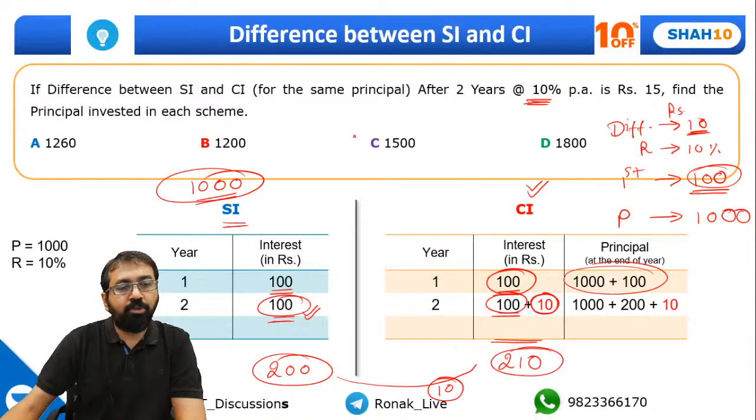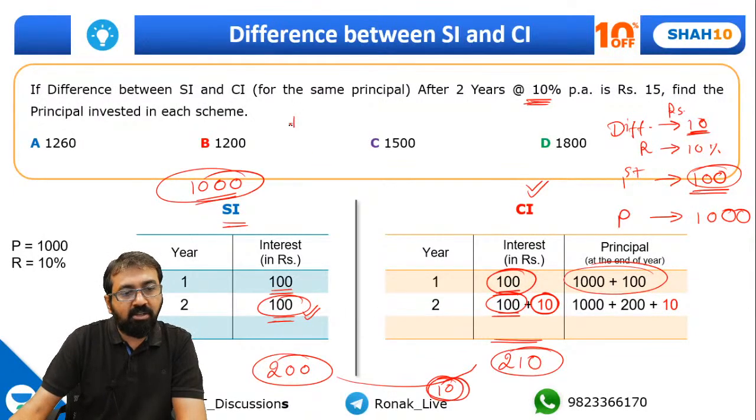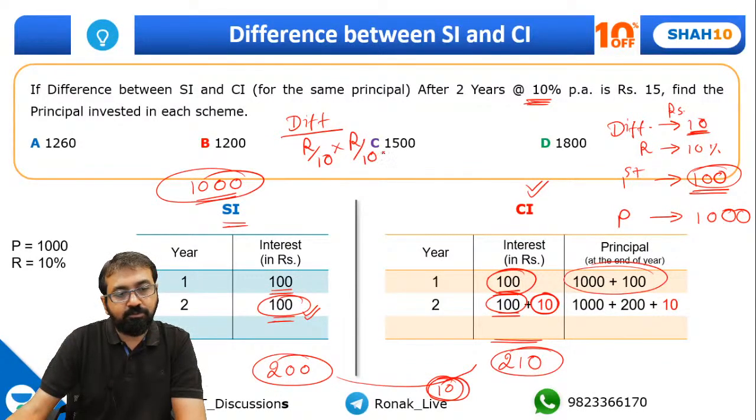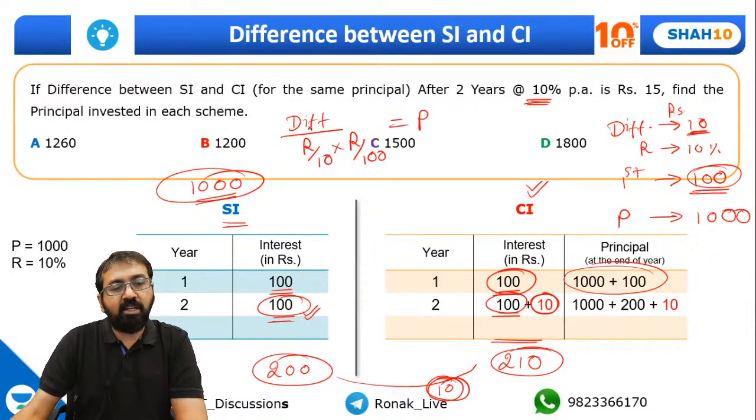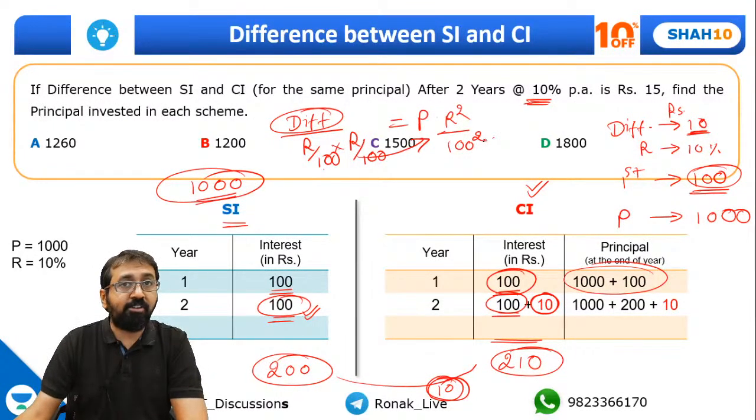So what am I doing over here? Whatever the difference is, this difference is 10 rupees, so I'm dividing this difference by the rate of interest divided by 10. And again, I'm doing the same thing, right? So this is how I'll get my complete principal. So principal is equal to difference divided by r by 10 into r by 10. So I can say difference is equal to principal into r square upon 100 square, r by 100 into r by 100. So this will come out to be P into r square upon 100 square. So I hope all of you have understood this point.